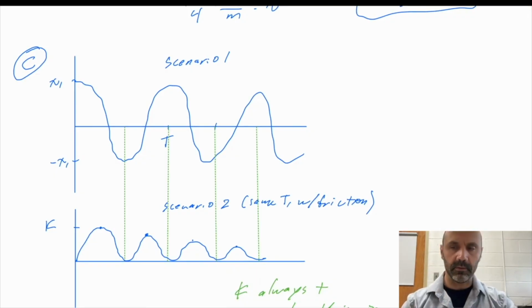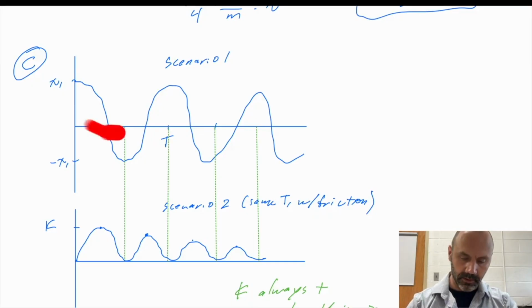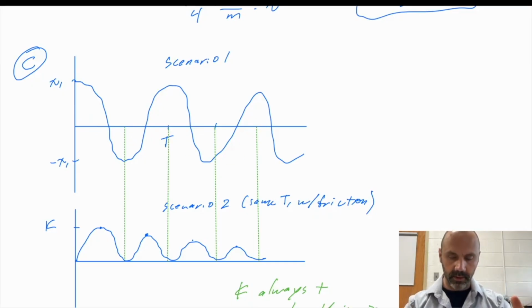I don't know exactly what it looked like on your answer key, or your answer booklet where you're putting them. But I would want to get this where everything is lined up, so I can just draw one graph right below the other. Now, the graph they give you is position. The graph they ask you to make is kinetic energy.